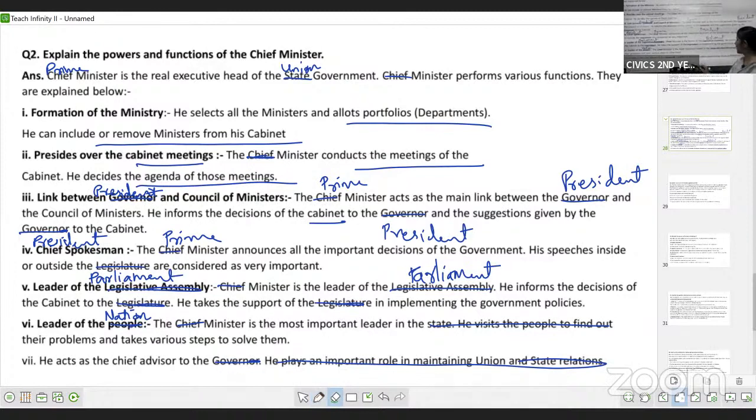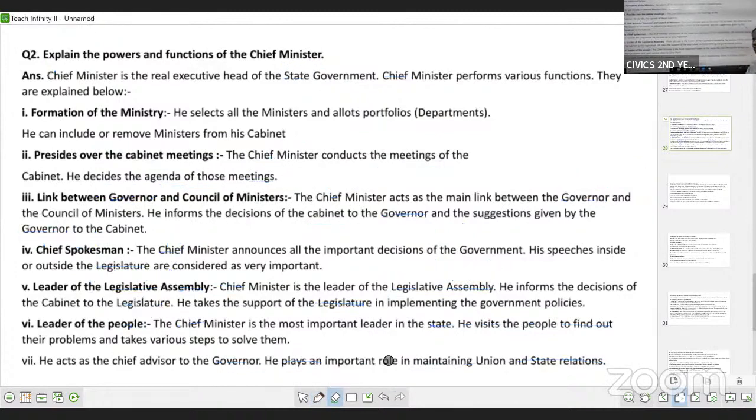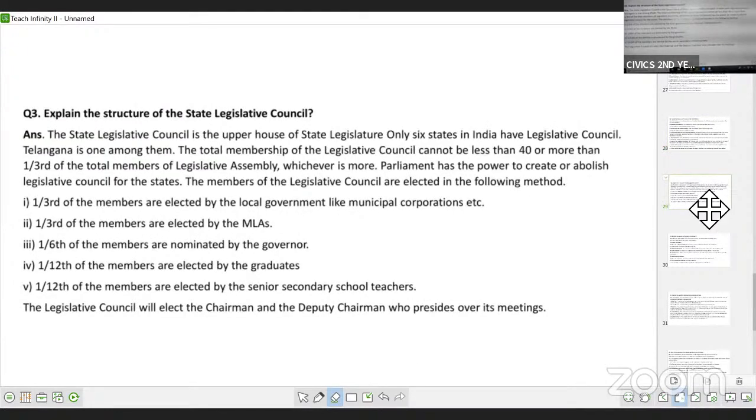Similarly, Prime Minister and Chief Minister, they perform same functions. The only difference is they are at central level and Chief Minister and Governor are at the state level. That's it. Next is explain the structure of Legislative Council.